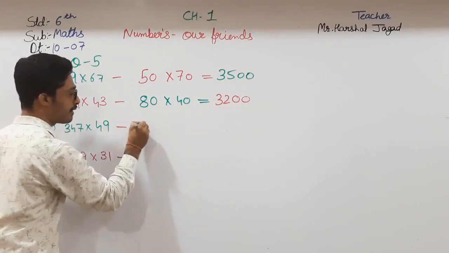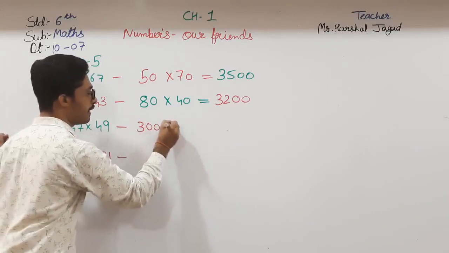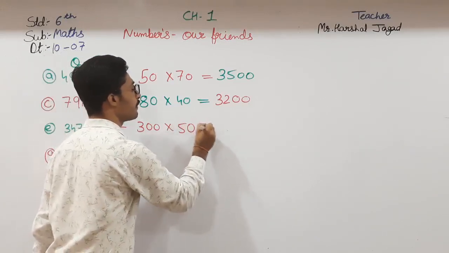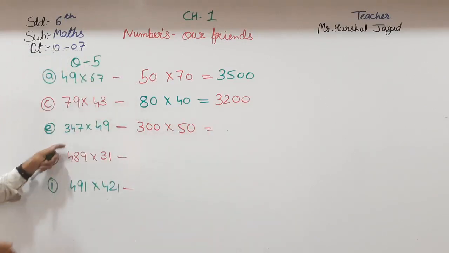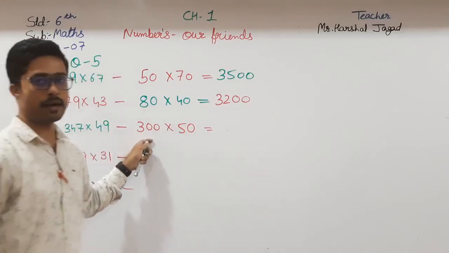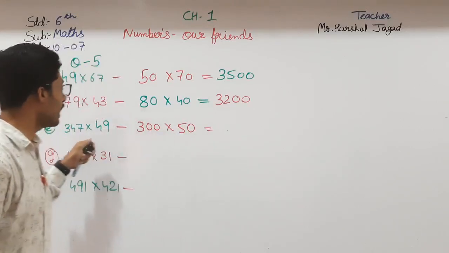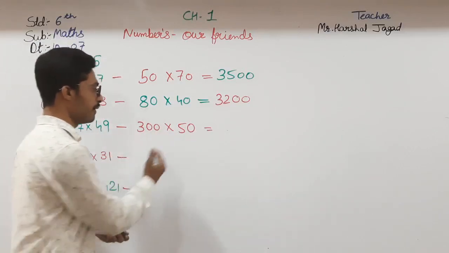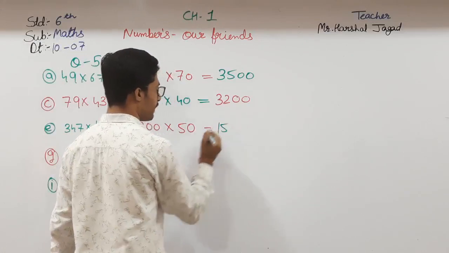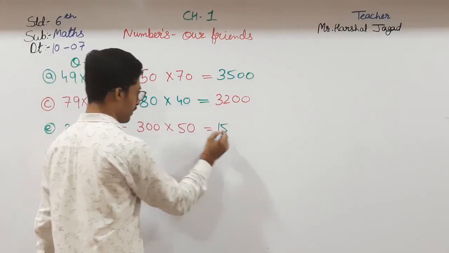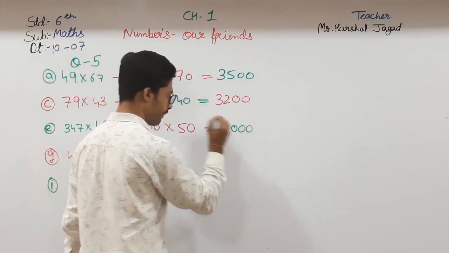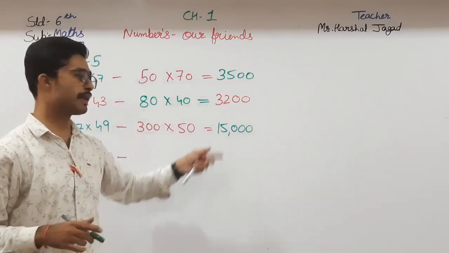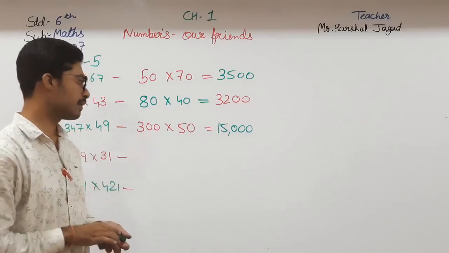Then next, here it is a 3-digit number, that is 347. I can estimate or round this as 300, and 49 is given, so I can say it is 50. So your answer will be 5 3s are 15, and here there are 3 zeros. So the answer will be 15,000. Okay students, 300 into 50, that is 15,000 is your answer.